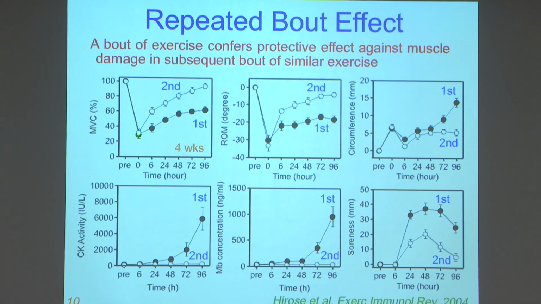First exercise, you have a large decrease in strength, very slow recovery. But second exercise, performed 4 weeks later, much faster recovery. Also, range of motion of elbow joint angle recovered much faster. Also, circumference did not increase so much after the second bout. And there's no increase in creatine kinase and myoglobin after the second bout. And the muscle soreness is very limited after the second bout.